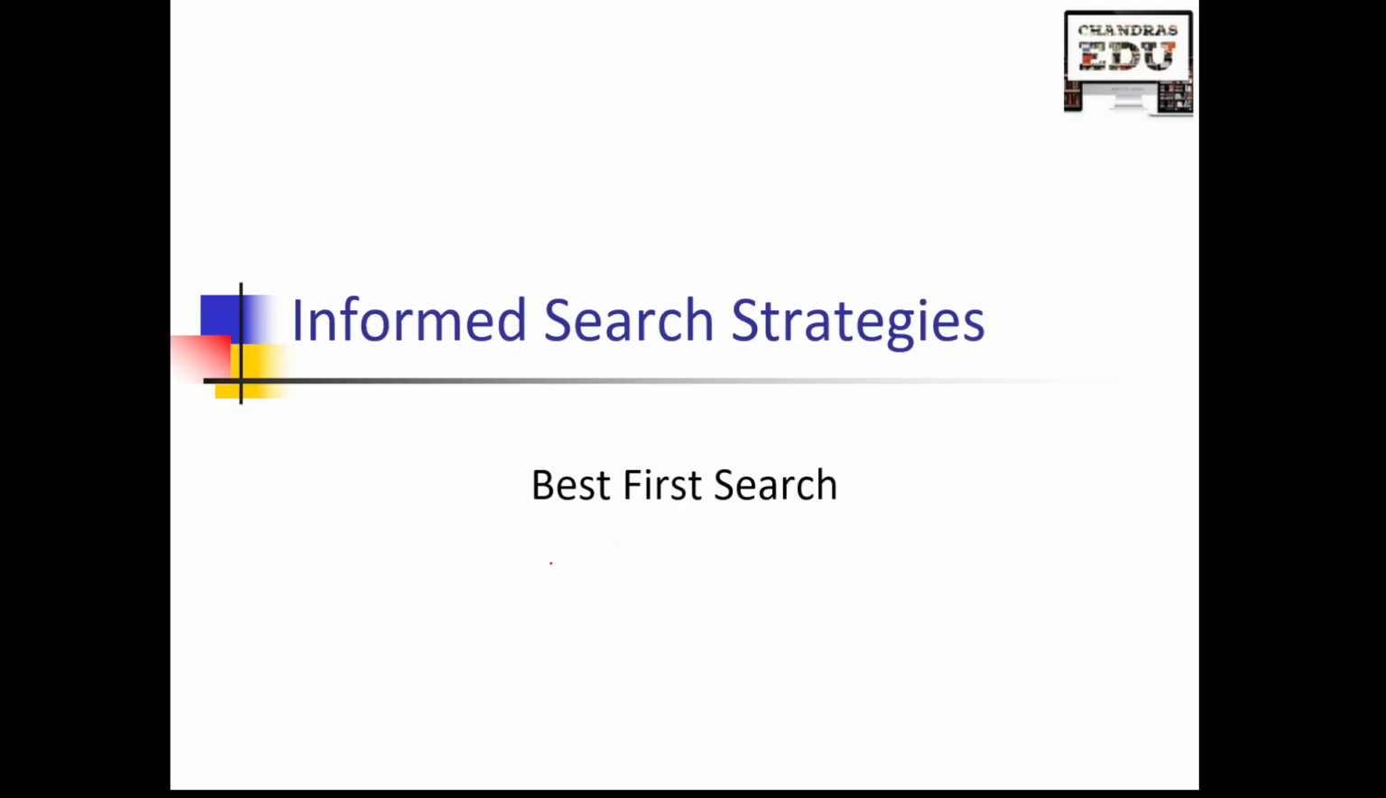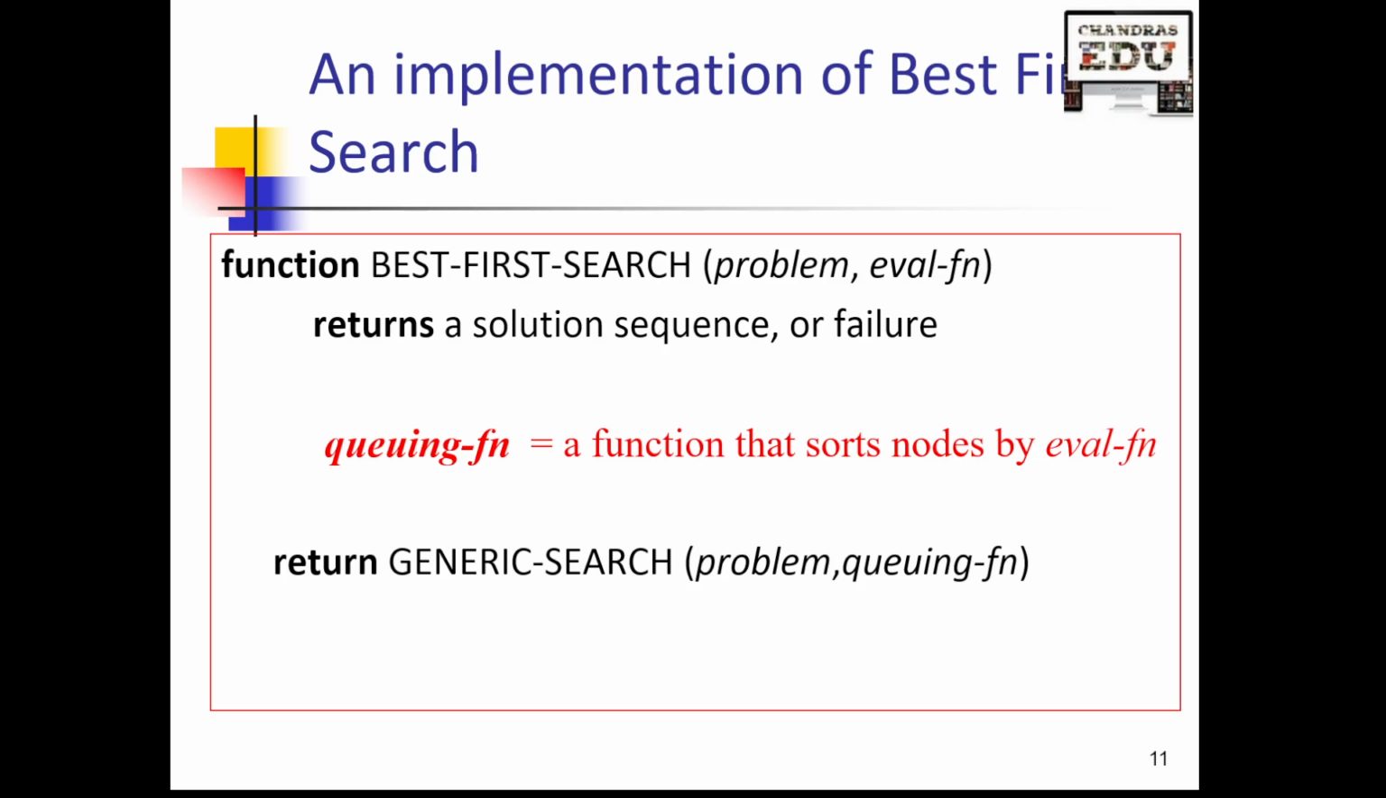So first we will see about the best first search, that is nothing but greedy best first search, the first informed search strategy. Here we are giving the function best first search. For that we are giving the problem as the input, as well as some function for evaluating the cost. What it returns is a solution sequence, that means the states it needs to pass to reach the solution, or failure. That means if it can't reach the solution, that is a failure.